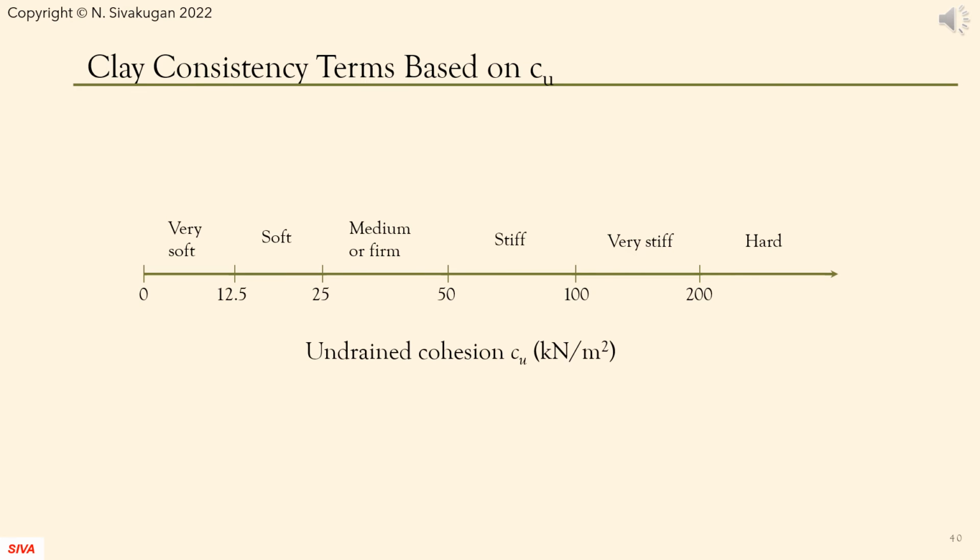From the value of Cu, the clay can be described as very soft, soft, medium, stiff, very stiff, or hard, as shown here.